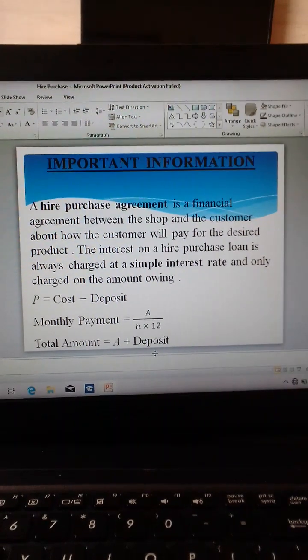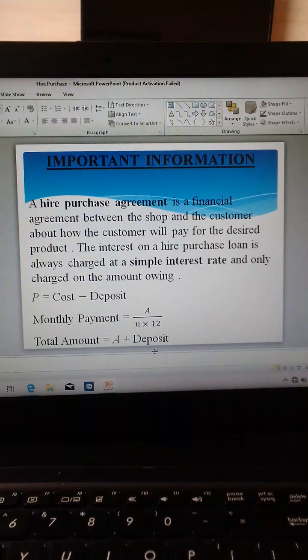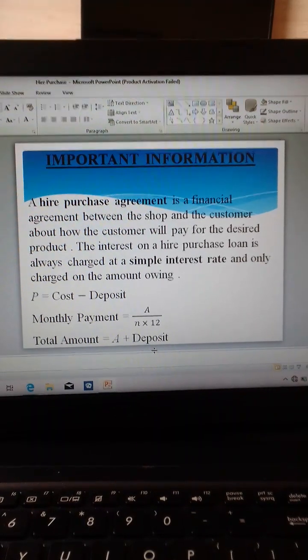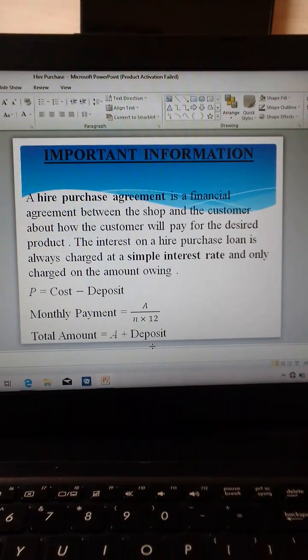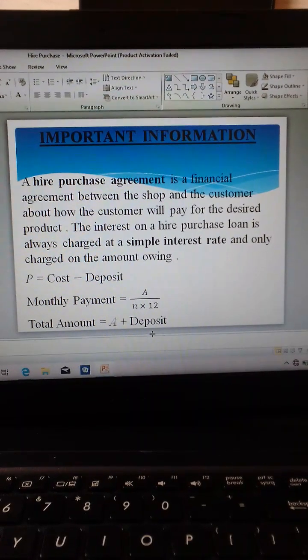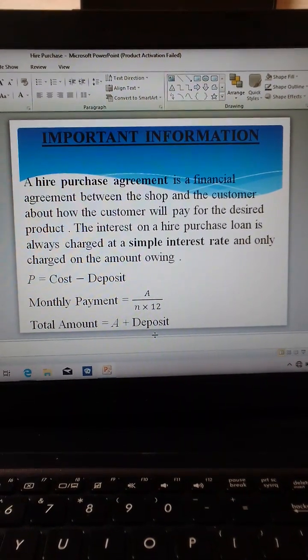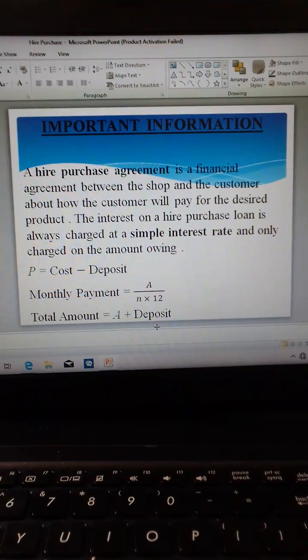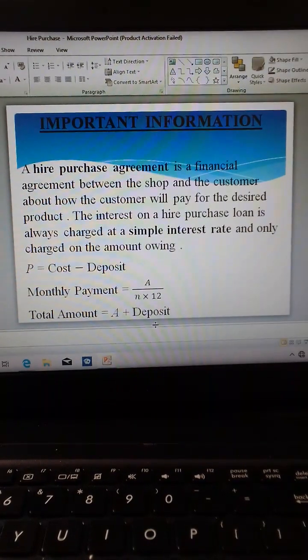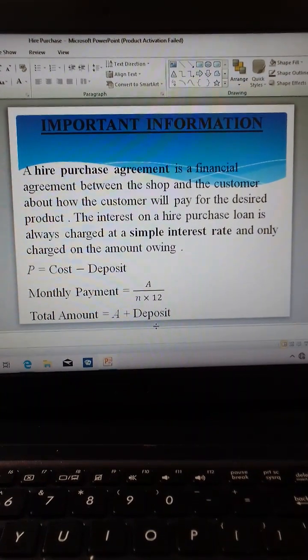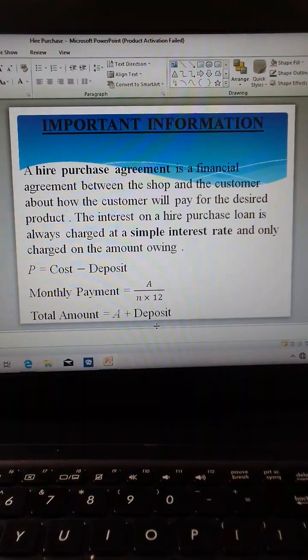Now the important information that you need to know is that a hire purchase agreement is a financial agreement between the shop and the customer about how the customer will pay for the desired product. Now the interest on a hire purchase loan is always charged at a simple interest rate and only charged on the amount owing.